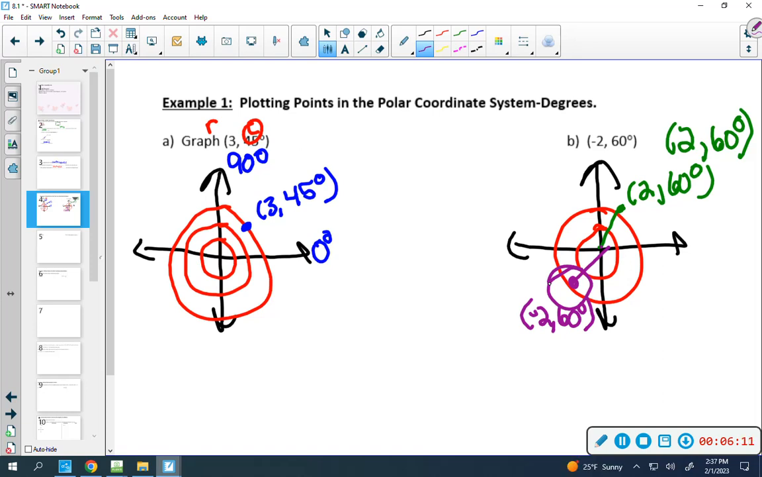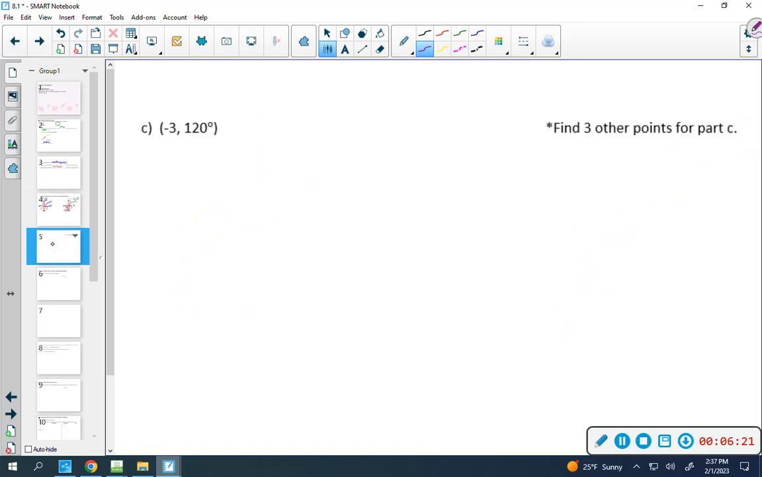And of course, there are other directions we can go to get to that point. We could rotate negative, positive, coterminal angles. All of that's going to come into play on our next one. All right, so let's plot negative 3, 120.